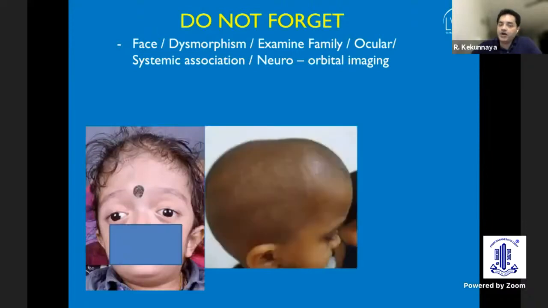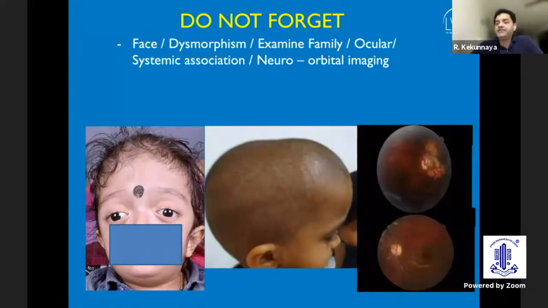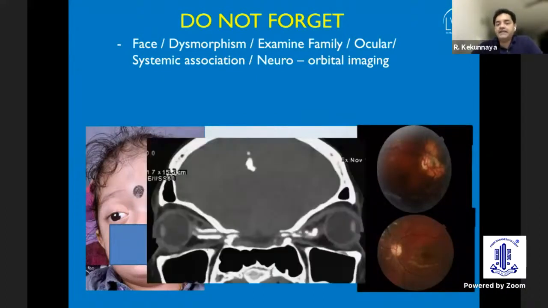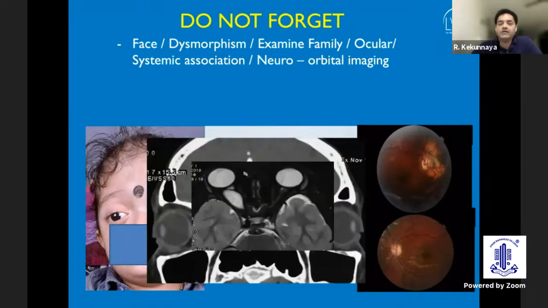This is some of the dysmorphism. You should never say that this child has optic atrophy but forget to look at the face. What is striking there is a craniosynostosis. This is a patient with optic atrophy. You can see calcification along the optic nerve. Typical neurofibromatosis with glioma. These are the things we should never forget.